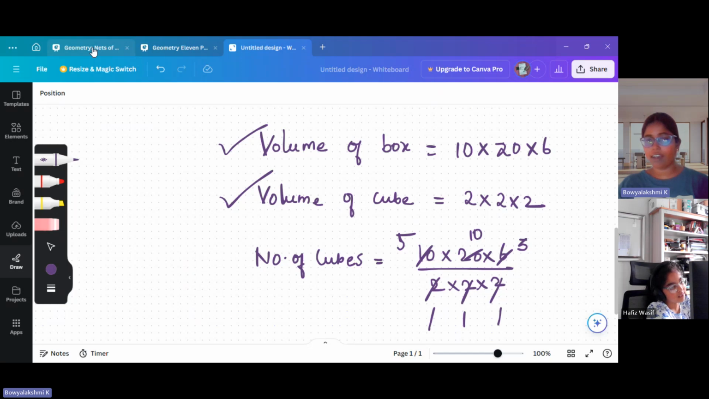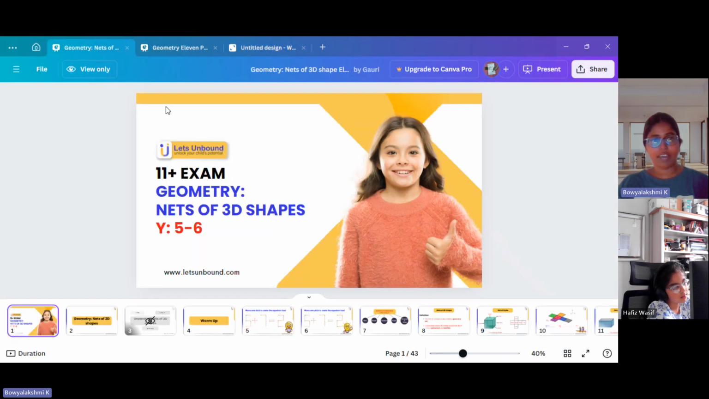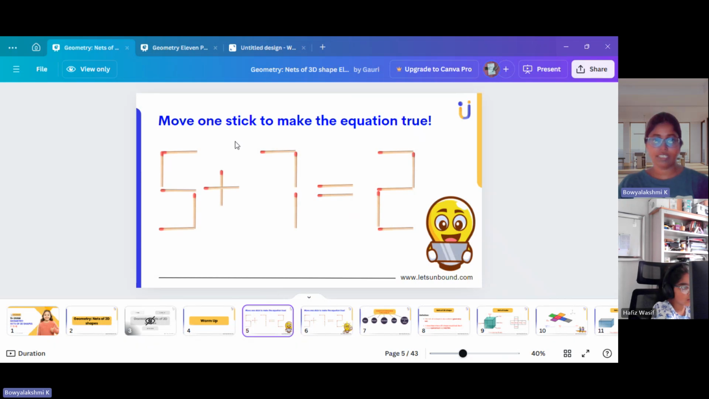Okay, let's see the last concept. And then if we have time, we can play a little game. This is like a puzzle. You have to move one stick of this equation and make it true. 5 plus 1 stick, 7. Remember that.